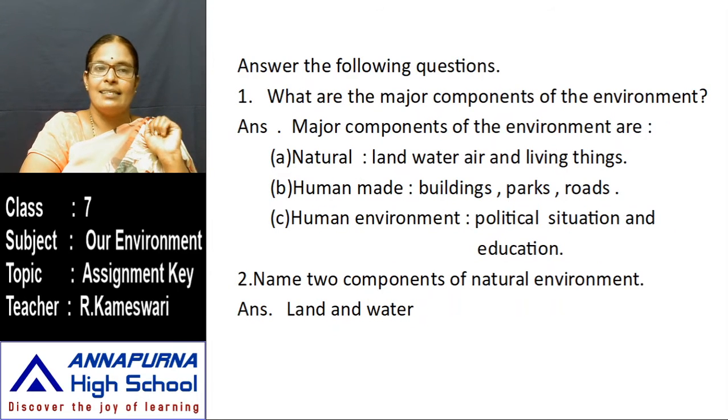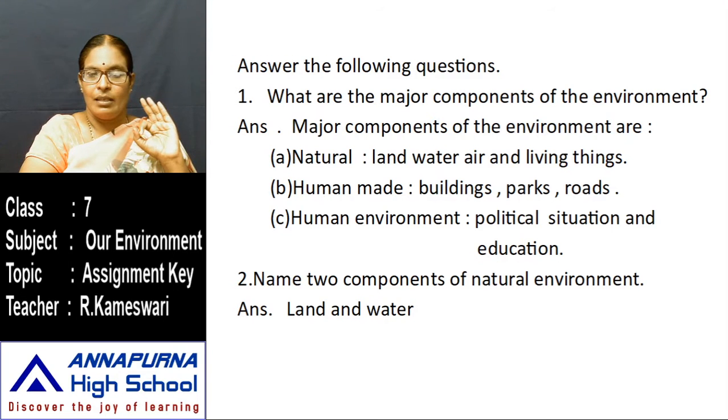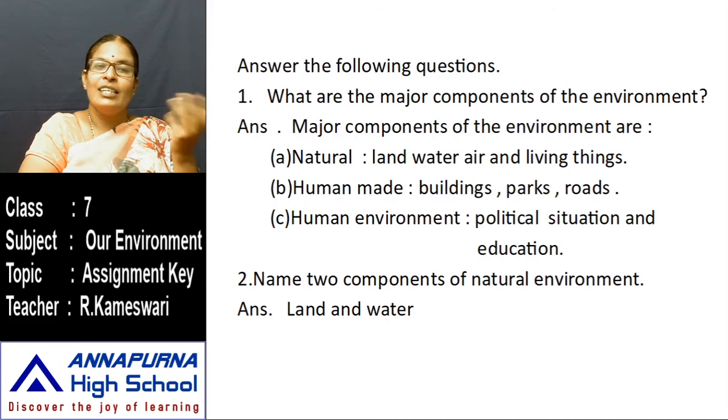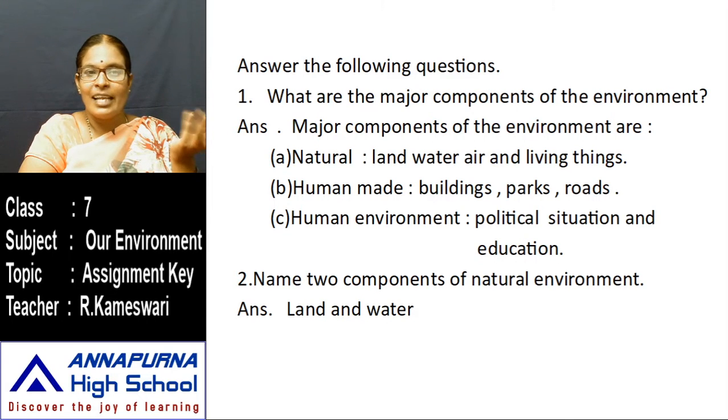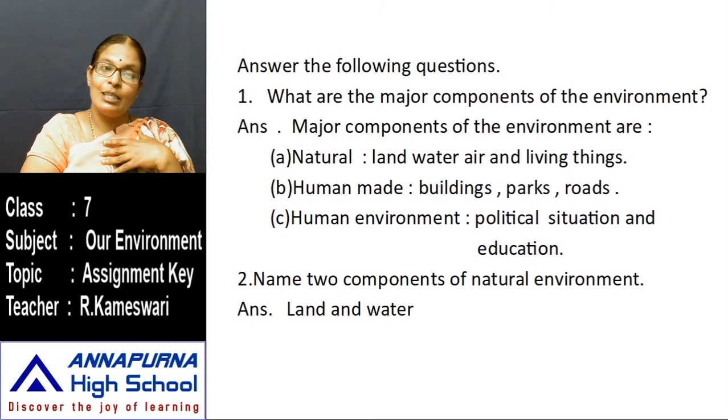Next one, questions and answers. What are the major components of the environment? Major components of environment are three types. First one, natural environment, human made environment and human environment. Natural environment means the things nature creates. Humans prepare some things on the earth, those are called human made environment. Human environment, ours, is also the most important environment.